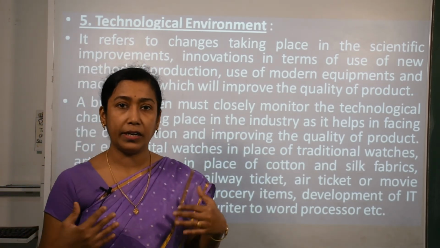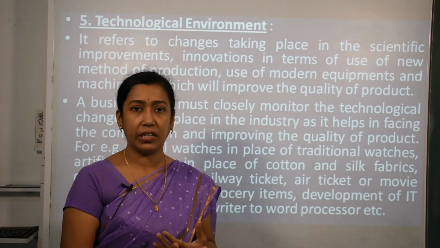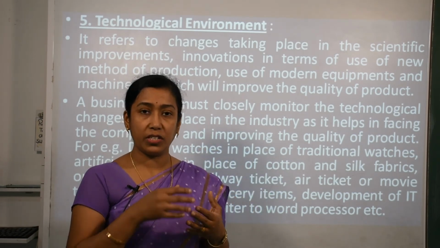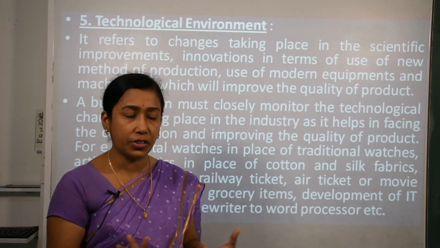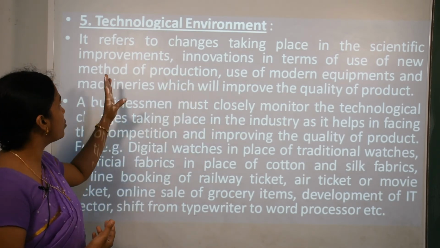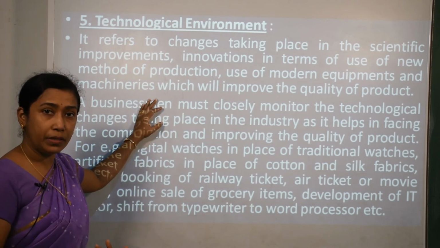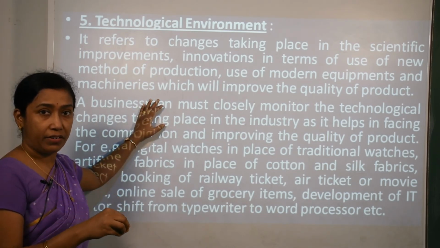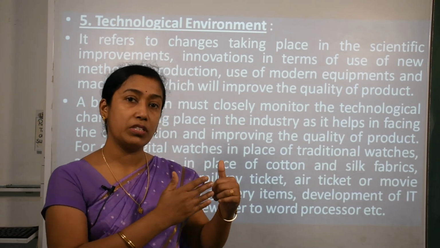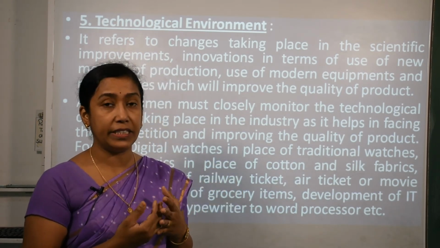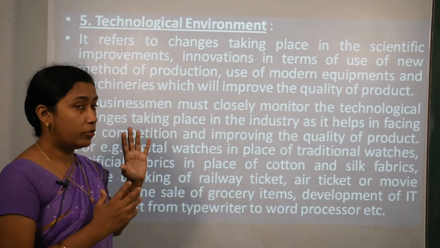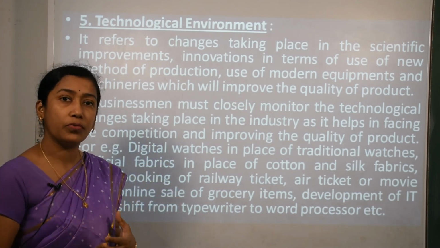Scientific improvements mean whatever scientific improvements and discoveries are taking place. It is the responsibility of a businessman to acquire those things to have a good product or good commodities. It can be innovations. Innovation means having new methods or new techniques in terms of new methods of production. It can be the use of modern equipment and machines in the factory or manufacturing sector, which will finally improve the quality of the products. By adopting better methods, whether in terms of machinery, equipment, or raw material, you can improve the quality of the product.